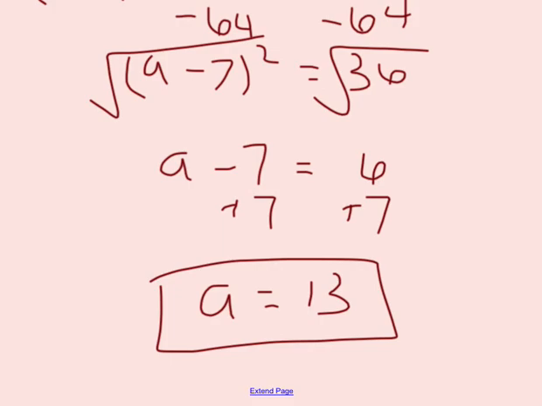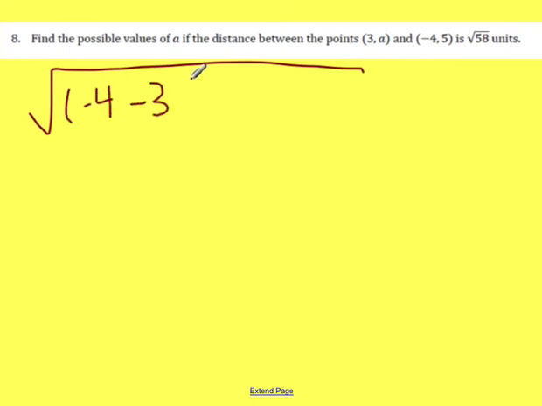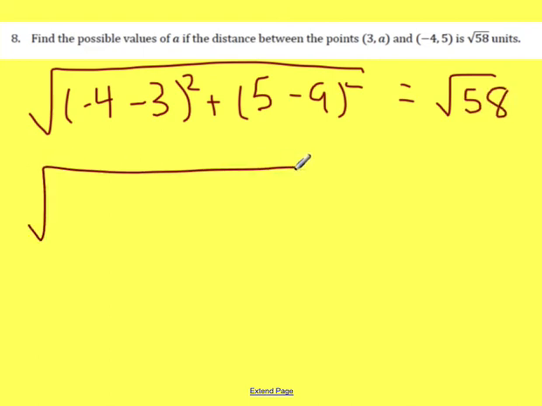So let's try one where I don't have as much of a struggle bus, shall we? Let's go ahead and set this up. What I have is x2 minus x1 plus y2 minus y1, and that's equal to the square root of 58. So then what I end up getting is negative 7 squared plus 5 minus a quantity squared, and that's equal to the square root of 58.